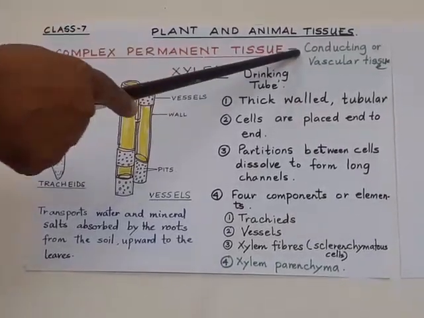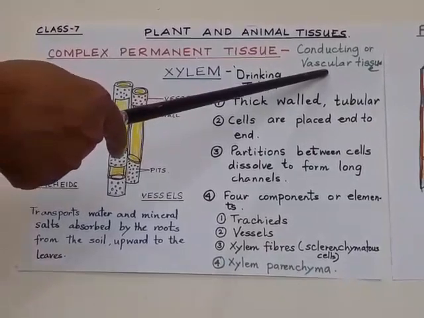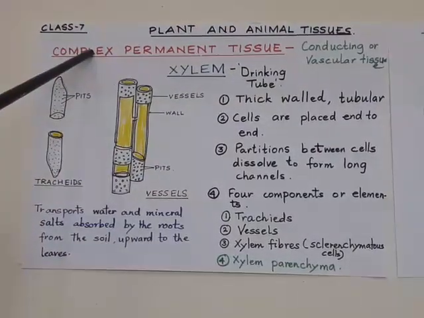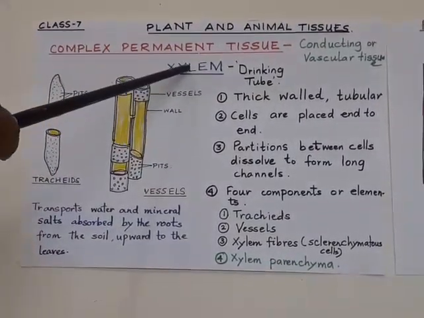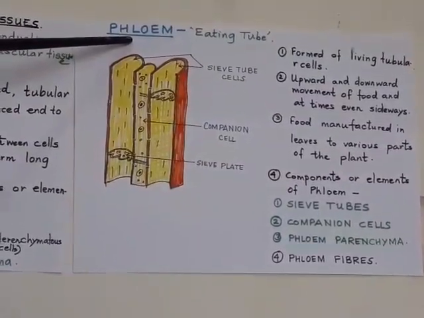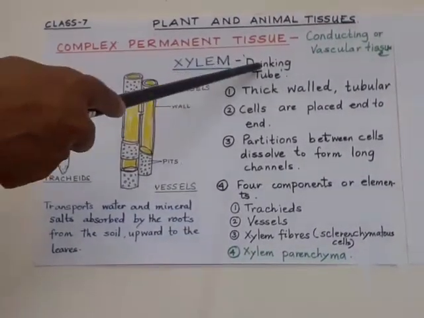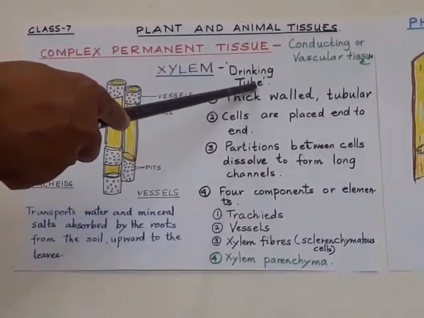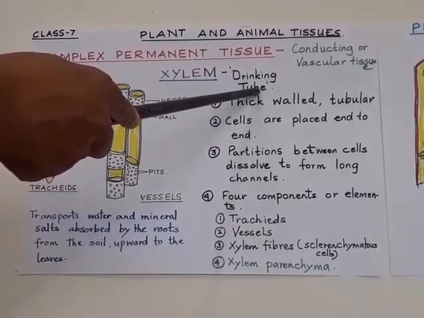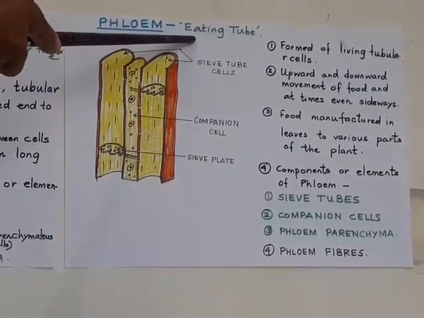These are also known as conducting or vascular tissue. Now, the two complex permanent tissues are the xylem and the phloem. For your convenience, you can remember that xylem is the drinking tube. That means it transports water and mineral salts, and phloem is the eating tube. That means it transports food.